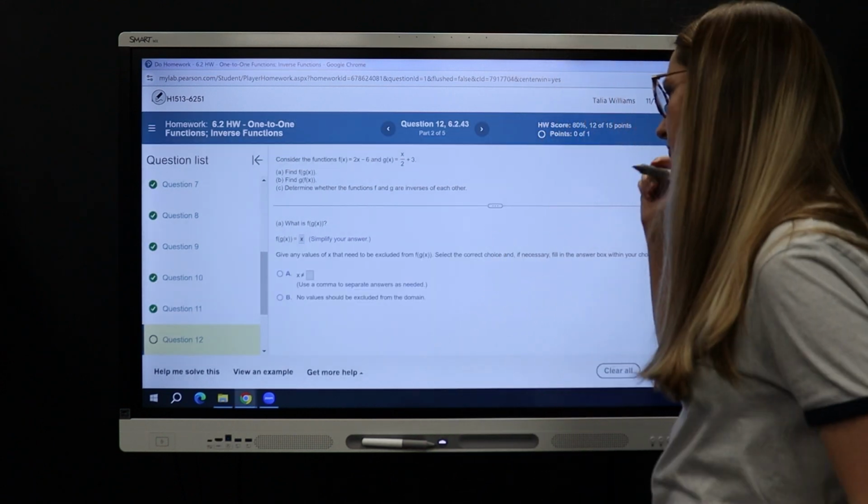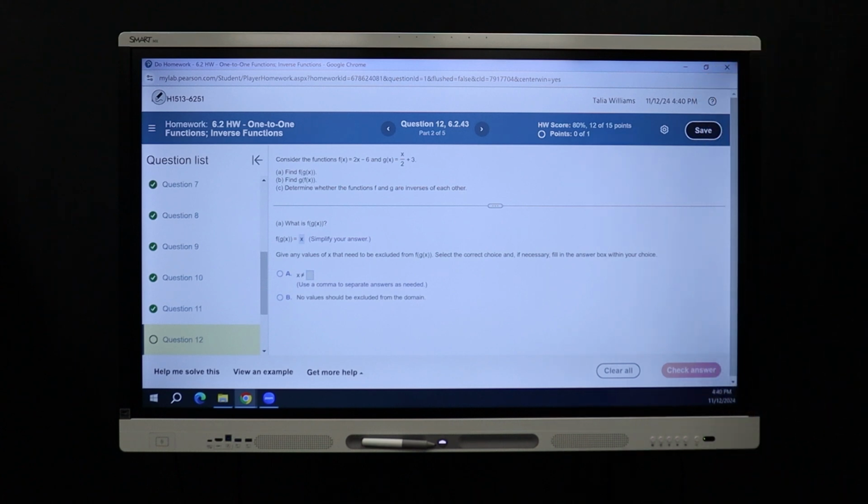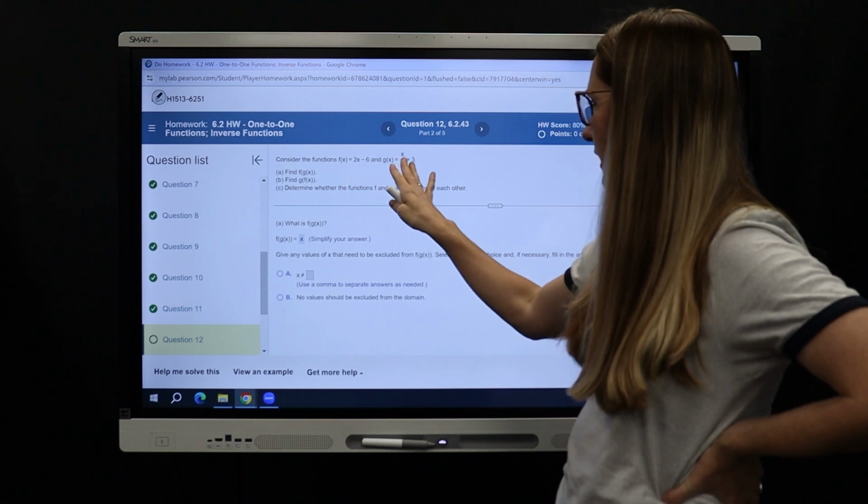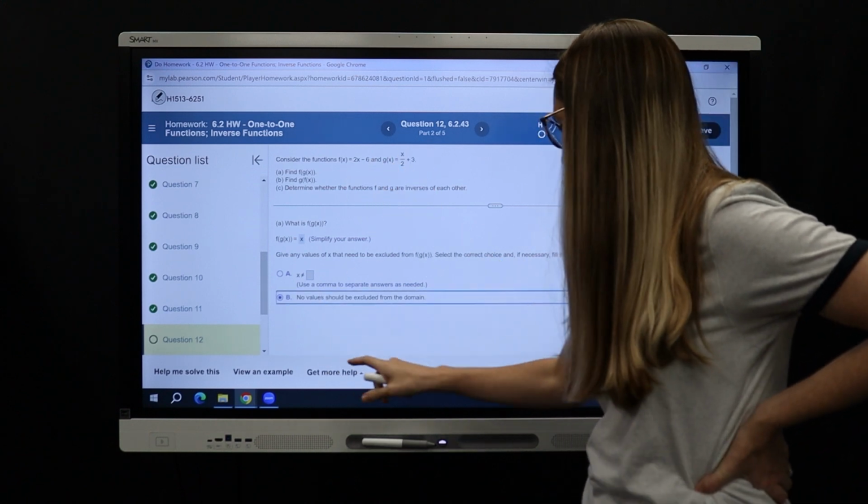So given any values of x that need to be excluded from f of g of x, select the correct choice. Was there anywhere that would make it undefined or not real? No.